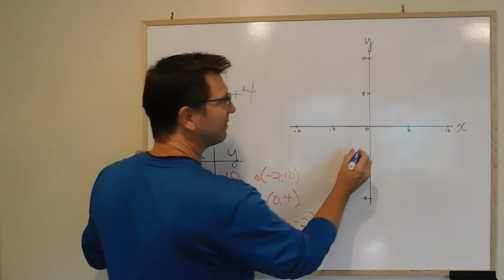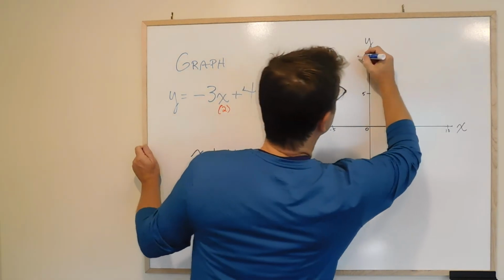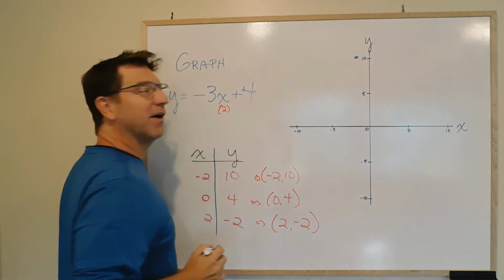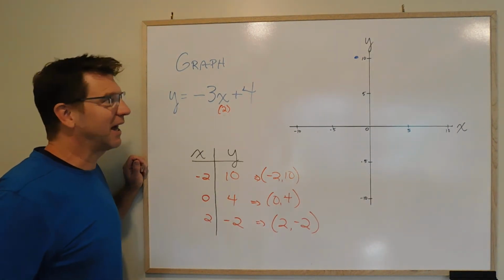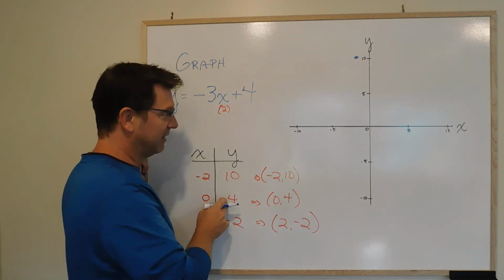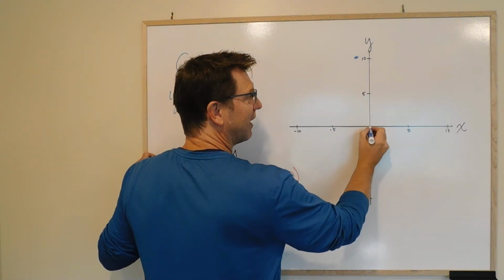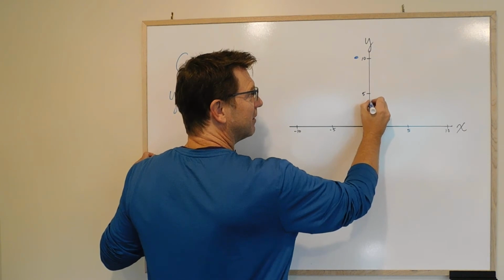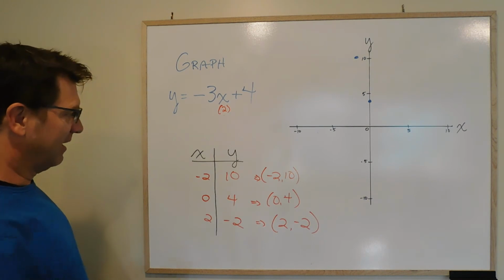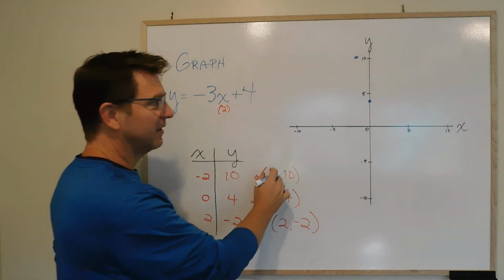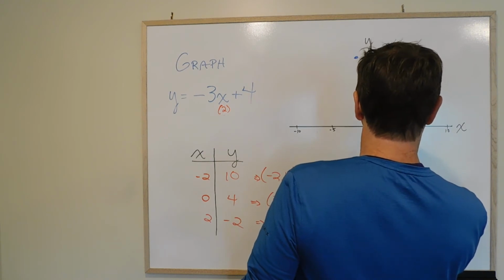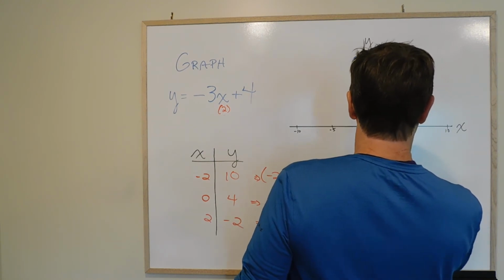Negative 2 and 10, so I'm going to go over to negative 2 and up to 10. I'm going to be about right there. Now if I had graph paper, of course we could be far more exact, but graph paper on a whiteboard doesn't work so well. 0 and 4. 0 means I don't go left or right. 0 and 4 means I'm going to be right here. And 2 and negative 2, I go over to 2, I'm down to negative 2, kind of looks like I'm going to be right there.